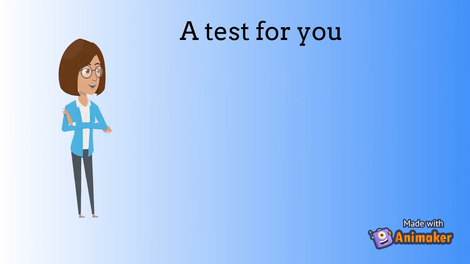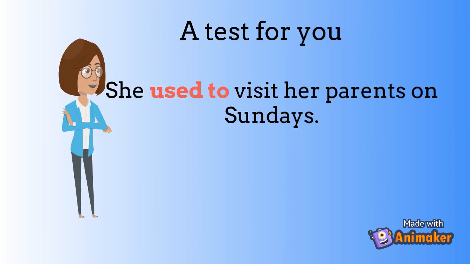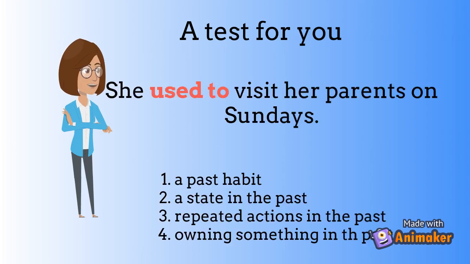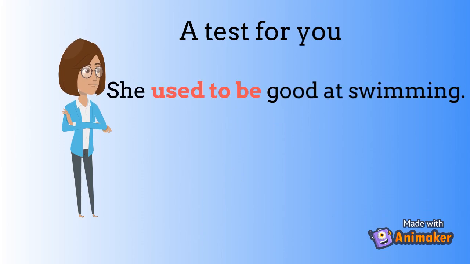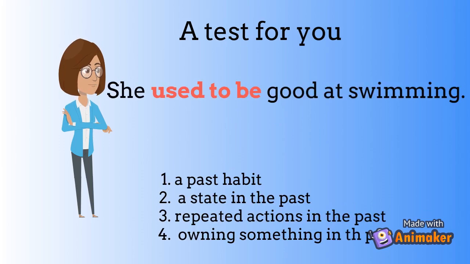Here is a quick test. She used to visit her parents on Sunday. What does it mean here? Repeated actions in the past. Now try this. She used to be good at swimming. Can you tell the meaning? A state in the past.